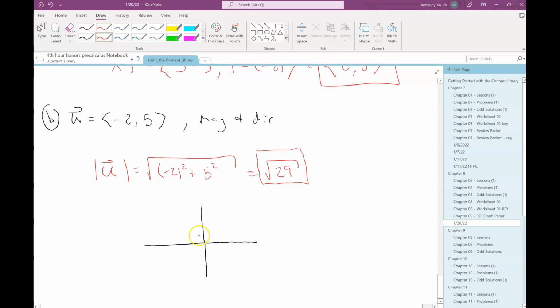Now if I want the direction then, I'm going to plot the point -2, 5. And I'm looking for that angle, correct? So there's my alpha. That part of the x-axis is 180.